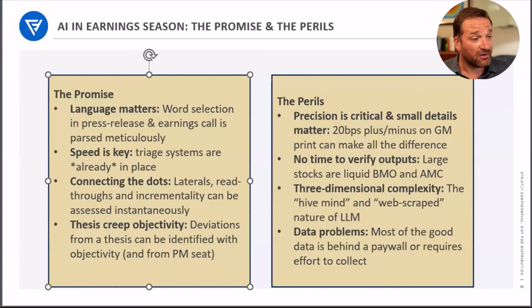So the promise and perils of AI in earnings season. The promise is, language is really important. The word selection in press releases and earnings calls is parsed meticulously. Speed is key. Triage is important. We play this game of connecting the dots. Okay, company X prints. How does that translate to the other players in the supply chain? What are the read-throughs and incrementality that can be assessed instantaneously? And what about thesis creep and objectivity? If I have a portfolio of 80 stocks that are printing every quarter, can I upload my thesis and say, hey, is this thesis on track or not?